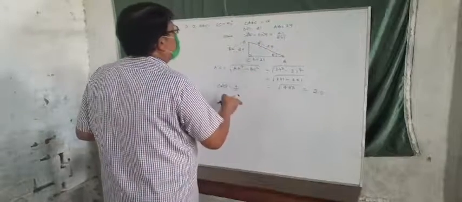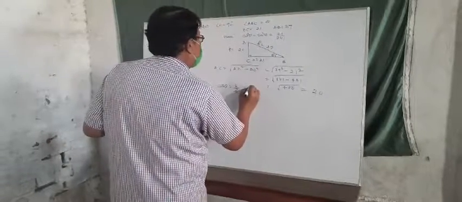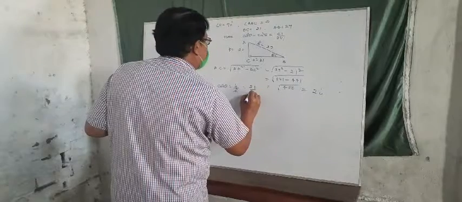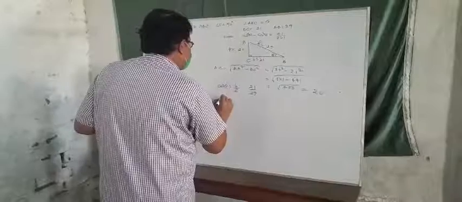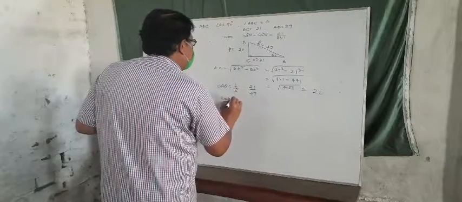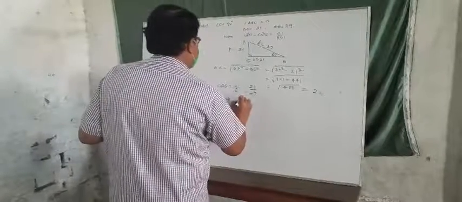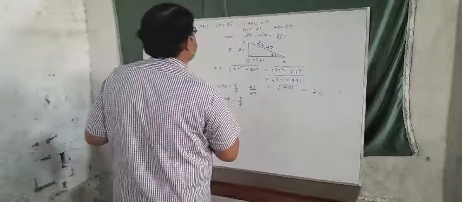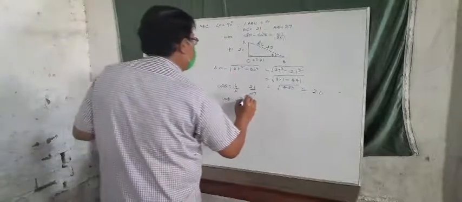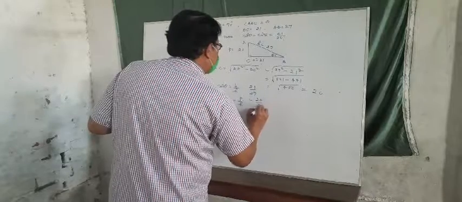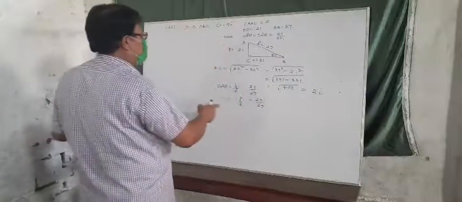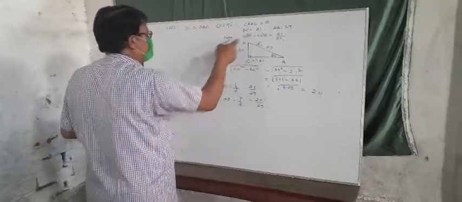Cos theta is B upon H, which is 21 upon 29. Sin theta is P upon H, and P is 20 upon 29. Now put the value of cos theta and sin theta in LHS.